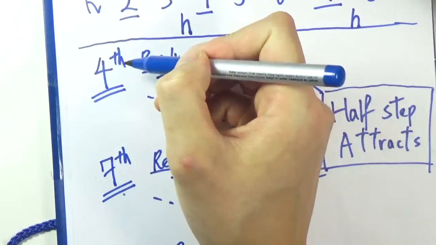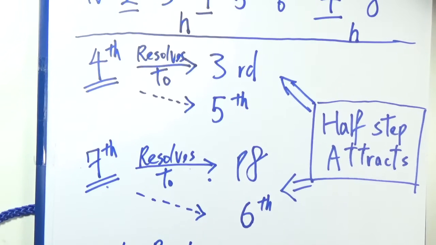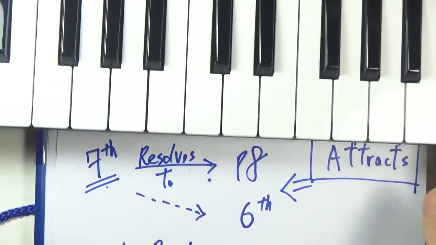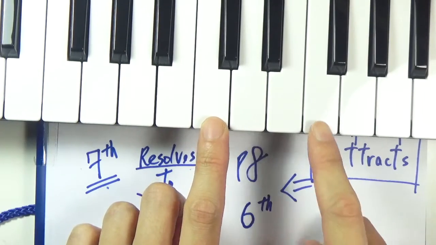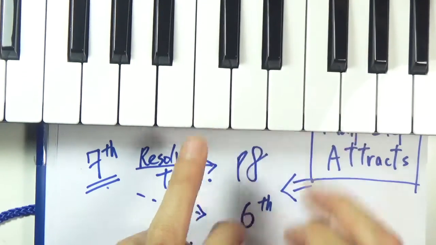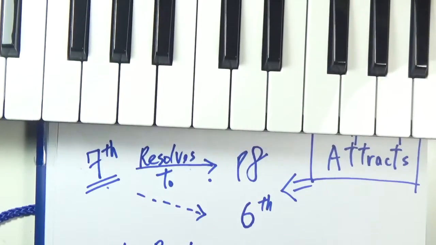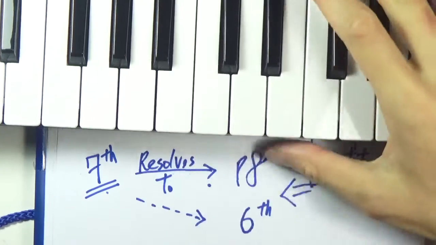All right. So the fourth has a very strong tendency to resolve to the third. Let's take a look at that one. I mean, take a listen to that one first. What we are trying to express here is really something like this. Let's play the C major scale. So that's your fourth degree. That's your fourth degree.